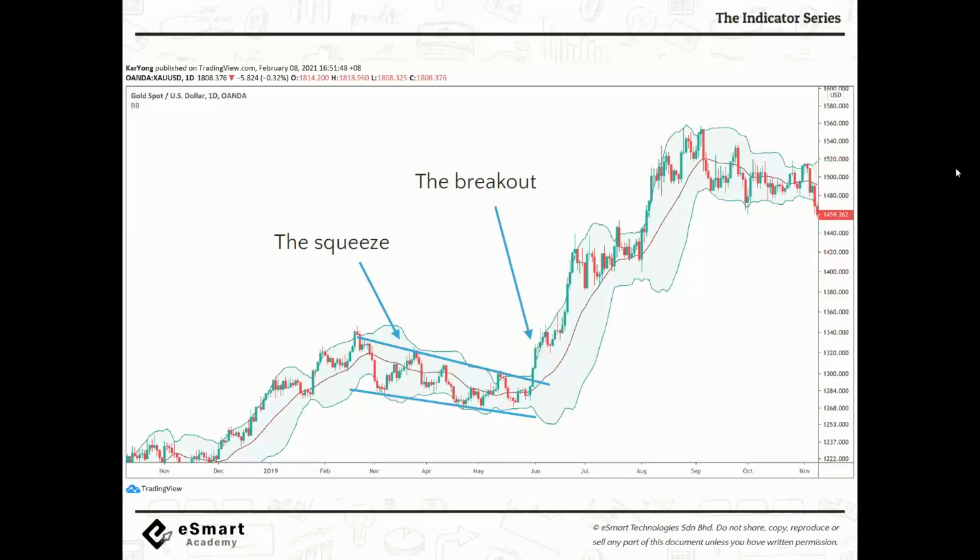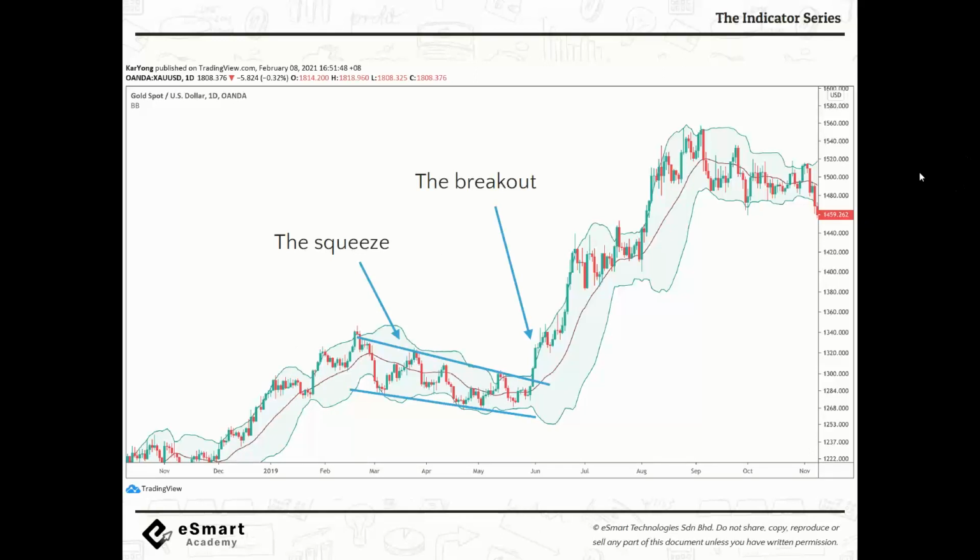If you take a look on the left hand side, over here as well, you can see this is also a squeeze. You can see when price closes and breaks out of the upper band, that's your entry potential, and it starts to go. So that's also another one that you can keep an eye on.